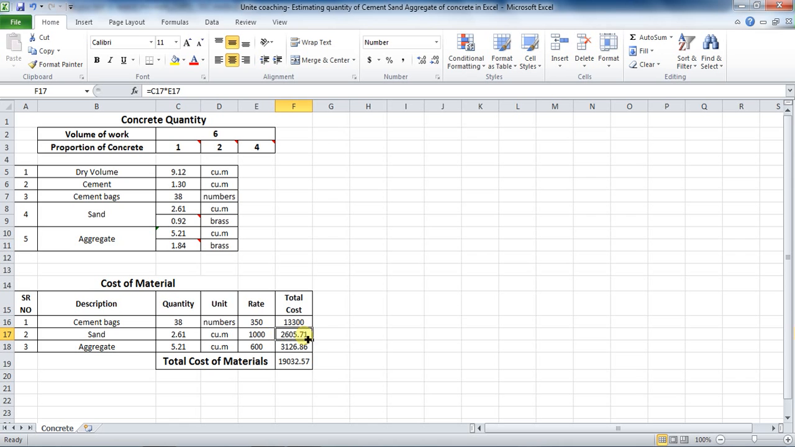The last part is to calculate total cost of materials. For that, put a formula as equal to sum, bracket start, cell F16 to cell F18, which comes to be rupees 19,032.57. Round it to the next number by clicking here. In this way, you can calculate the quantity and cost of cement, sand, and aggregate required for the concrete work.